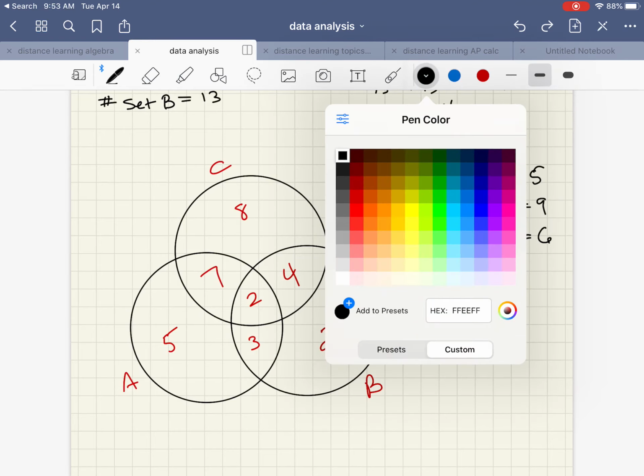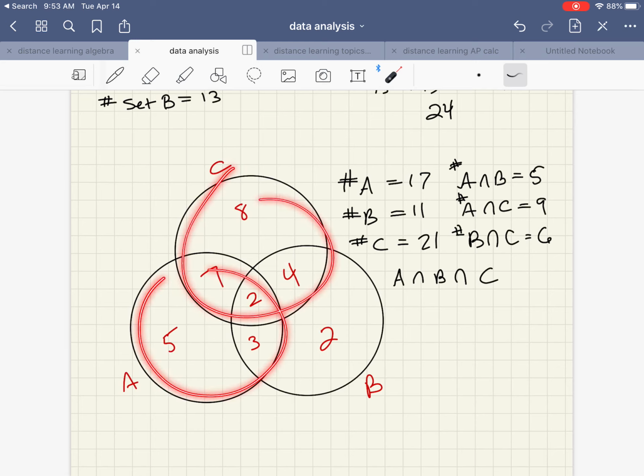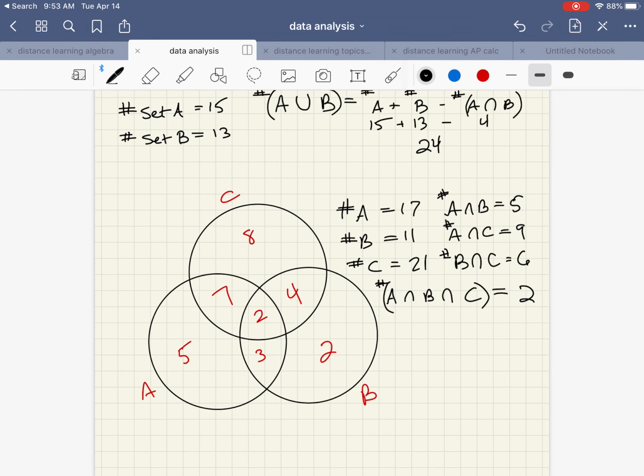We could do a bunch of other things. Let's look at A intersect B intersect C, which is the overlap of A, B, and C, which is just this middle piece here, and there are 2 in that set. How many are in A union B? How many are in A union C? How many are in B union C, and then lastly we'll do A union B union C.